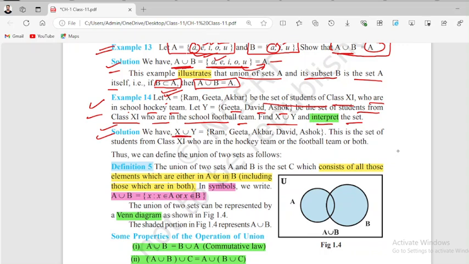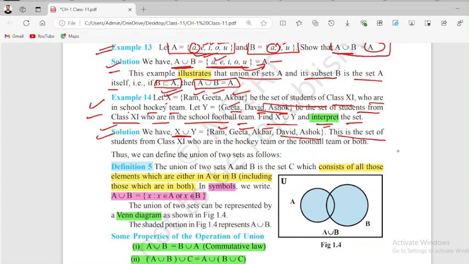X union Y. Ram is present in the set X but not in the set Y, it will come here once. Geeta is present here, Geeta is also present here, it will come once. Akbar is present here, Akbar is not present here. David and Ashok are in the set Y but not in the set X, they also come here. So basically X union Y is this set.